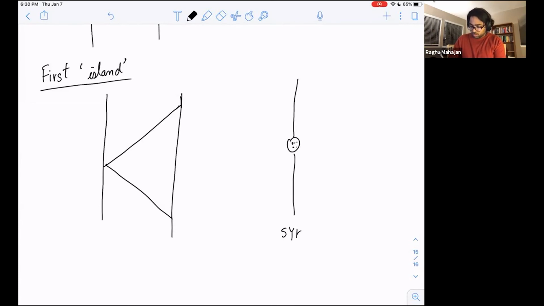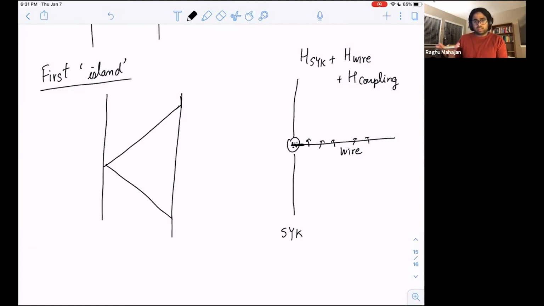Okay. What we do is we attach a wire here. So this is some real wire with some spins or some electrons coming in and interacting with these fermions. So if you were a condensed matter theorist in a lab, you would have the SYK Hamiltonian, the Hamiltonian of the wire, plus some coupling. Okay, so this is now our new system. We have attached something to it. And we let the system reach its combined ground state on this side.